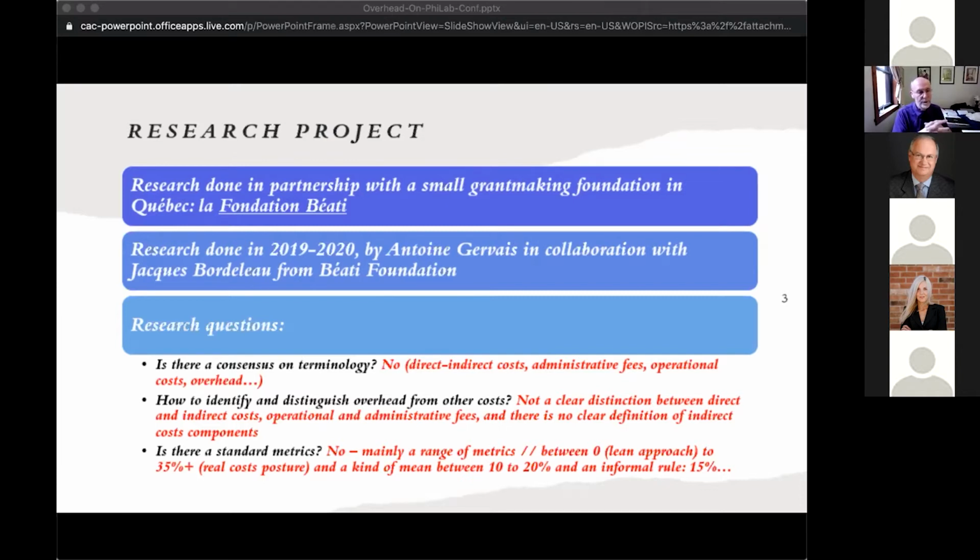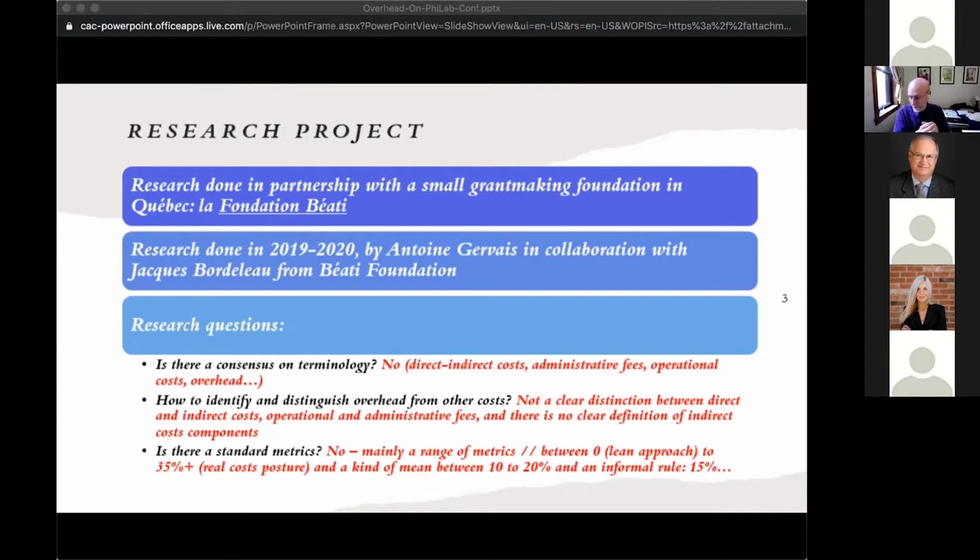A third question is related to a kind of standard. Is there a standard that can be used or that is used in the field? What we found is there's no one standard, but there's mainly a range of metrics that goes from 0%, what we call the lean approach, to 35% and above, that is really closer to the real cost posture. And between those two, we have a kind of mean between 10 and 20%, and a kind of informal rule around 15%.